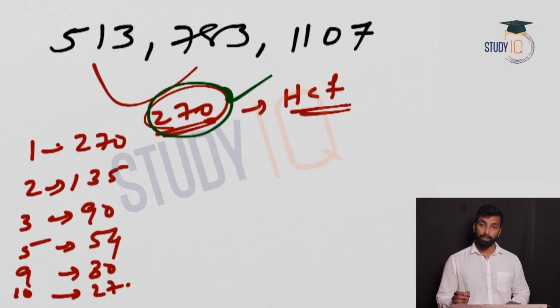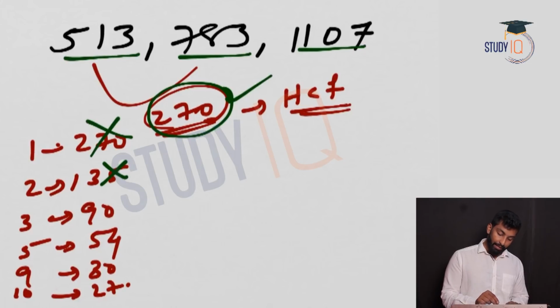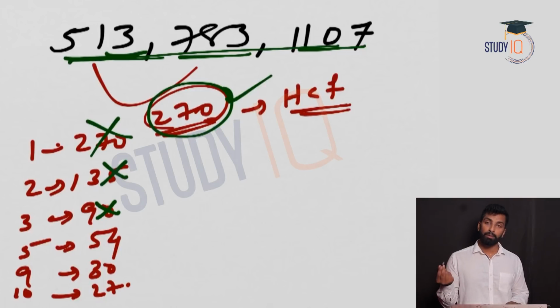So you got the difference as 270. 270 is the highest factor, right? So you need to check whether 270 is your HCF. How will you check? You have to divide the three numbers by 270. No, that is not possible. So this is ruled out. 270 is not your HCF. Then what you need to do? You need to check for 135, right? The moment you see this is 5 and these are 3, 3 and 7, this possibility is also ruled out. This is 0, so that possibility is also ruled out.